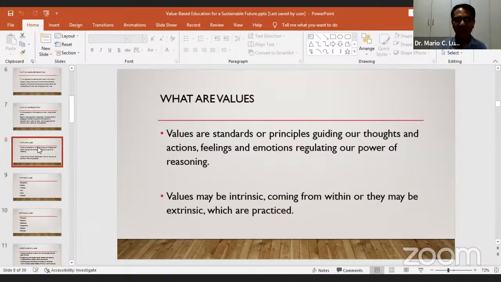Okay, so what are values now? These are standards or principles guiding our thoughts, our actions, our feelings and emotions, regulating our power of reasoning. The kind of reasoning that we have is probably affected by the values that we have. So just like in the Philippines, we are very hospitable. If we value other people, we always welcome them in our home, in our community. So values may be intrinsic, coming from within, or they might be extrinsic, which are practiced because of what we see. Coming from within, because that's what we see and feel at home, and we bring that into the classroom, or something that we practice because there are policies, rules, and laws that we need to follow. Okay, so that's also value.